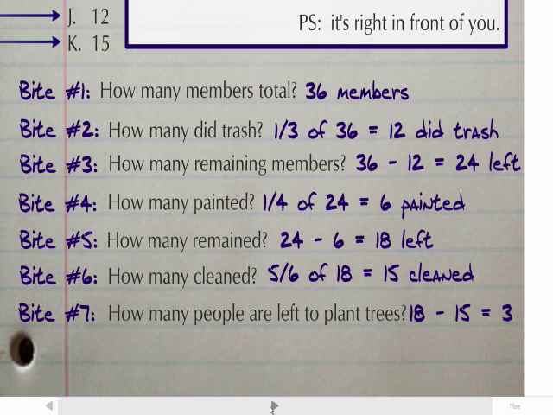When I did this problem, I just used a calculator that didn't have fractions, so I turned 5/6 into a decimal, came up with 14.7578, something like that, rounded up to 15 because I knew that would be a whole person, and it got me to 15 cleaned. Bite number 7, how many people are left to plant trees? Well, of the 18 people who had remained, we take away the 15, so that leaves us 3. 3 people are left to plant trees.